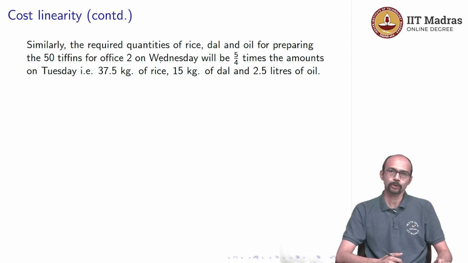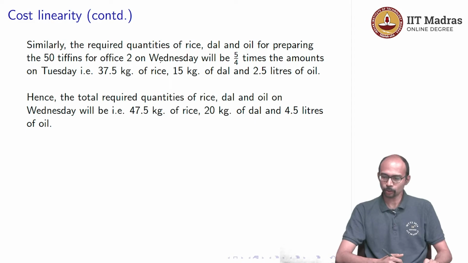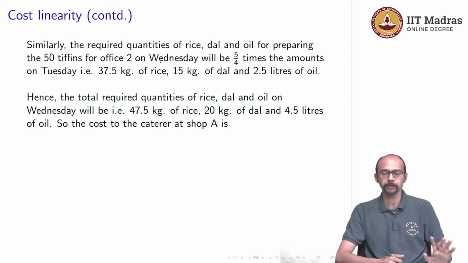So, the caterer will go to shop A and will buy the sum of these two. So, the total required quantities of rice, dal and oil on Wednesday will be 47.5 kgs of rice, 20 kgs of dal and 4.5 liters of oil. So, I am just adding up whatever we need for office 1 on Wednesday to whatever we need for office 2 on Wednesday. Okay.